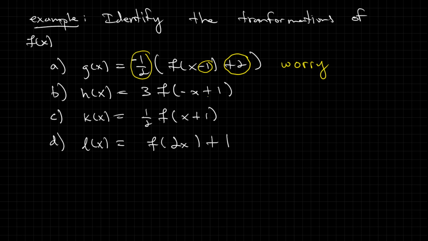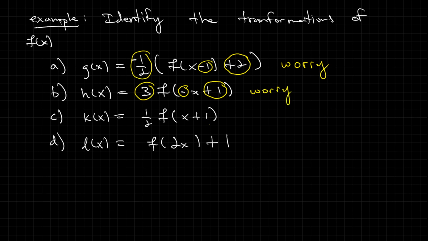What transformations do we have in part B? Well, we have this vertical stretch. We have this horizontal reflection. It's horizontal because it's on the inside of f. And we have this horizontal shift. Since we have both a horizontal reflection and shift, we have to worry about the order.